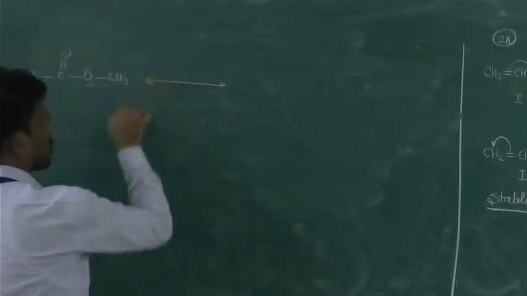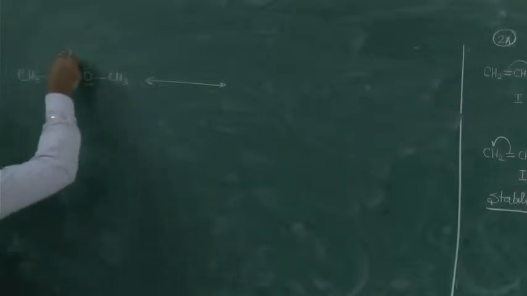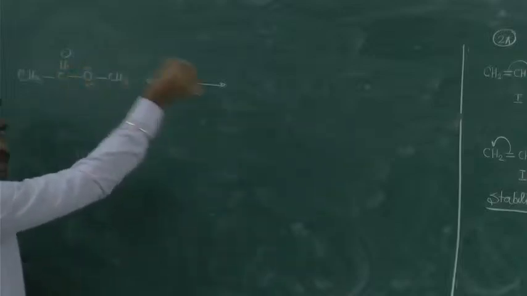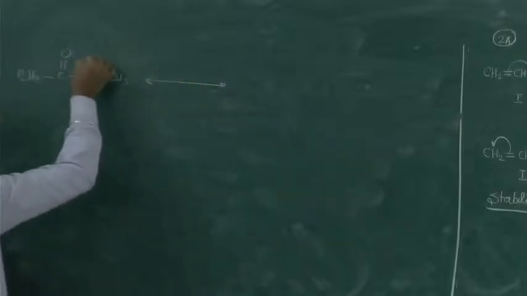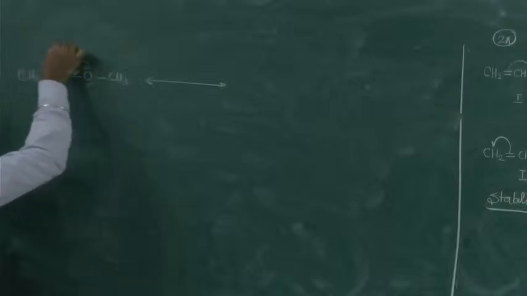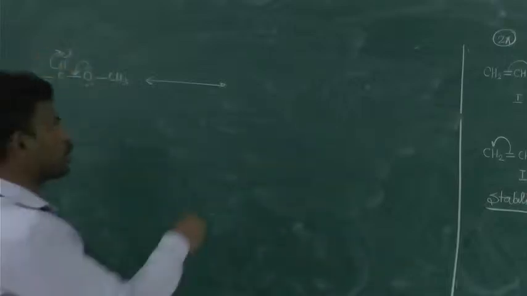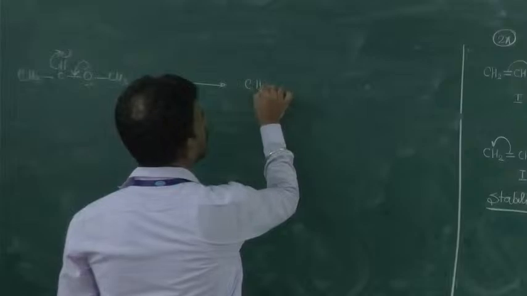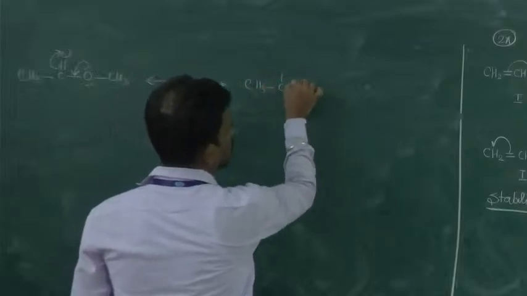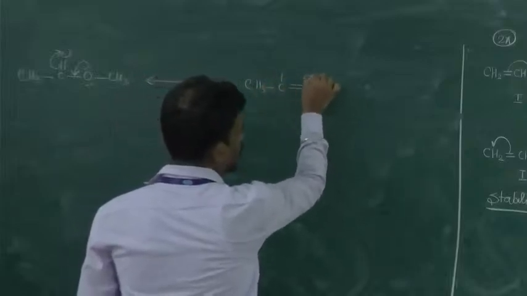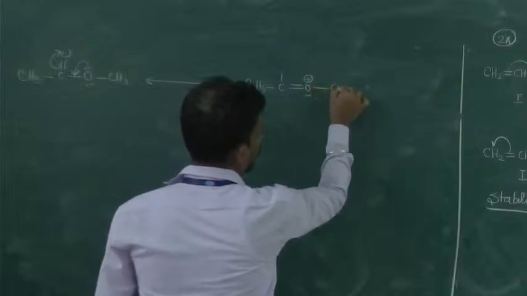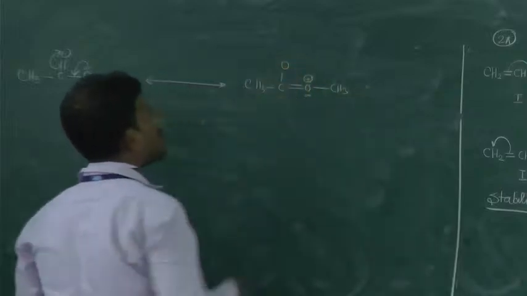You draw the first resonance structure. Another rule use pannuvom. Shift the lone pair towards the pi bond. In the molecule, resonance structure draw pannuvom. Shift the lone pair towards the pi bond. CH3 C. This will become double bond. This will form charge positive. CH3. This is going to be O.